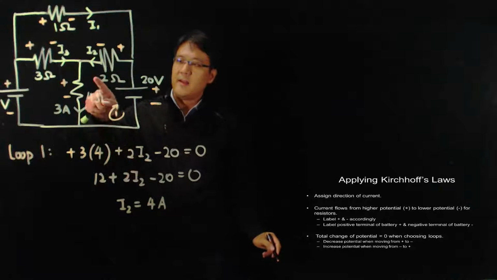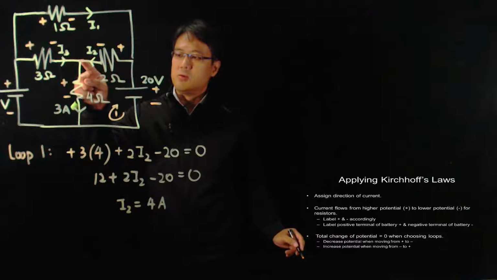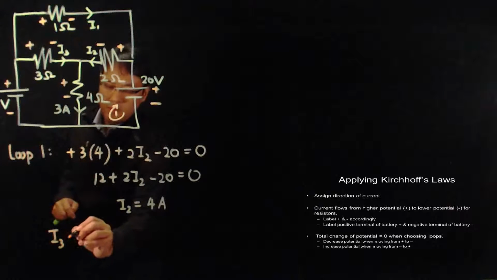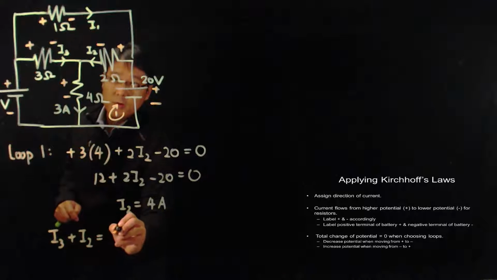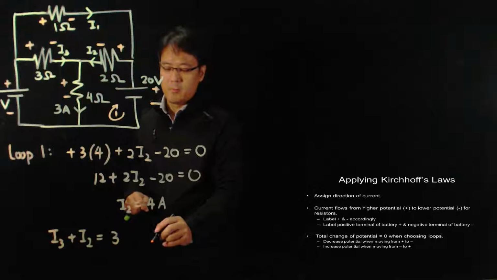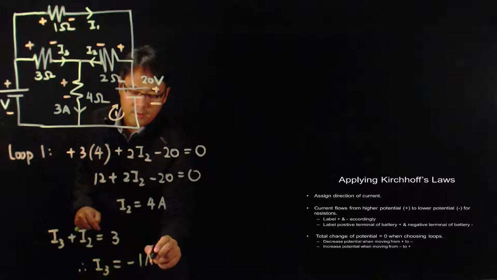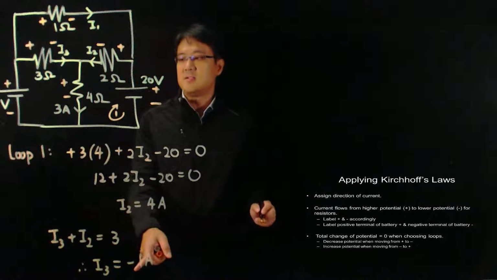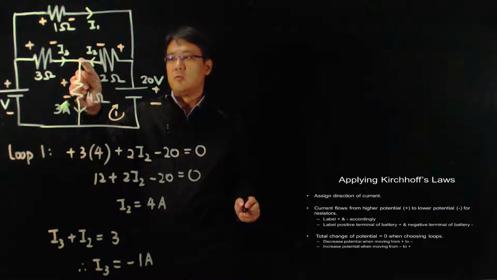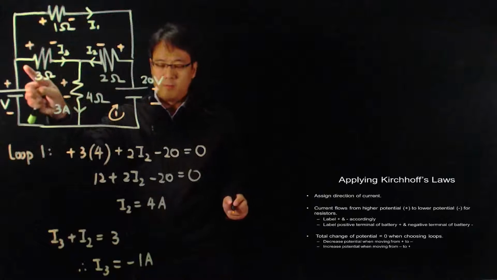Next, we recognize that at this junction over here, I3 plus I2 must be equal to 3 amperes. So we have that I3 plus I2 equals 3 amperes. Since we solved earlier for I2, which equals 4 amperes, therefore I3 is equal to minus 1 ampere. Now the minus sign here just indicates that our initial choice of direction for I3 is incorrect, right? So we just have to recognize that the direction of I3 is actually from the right to the left.